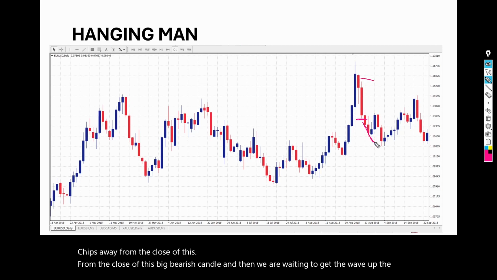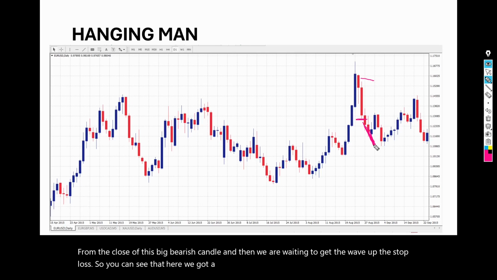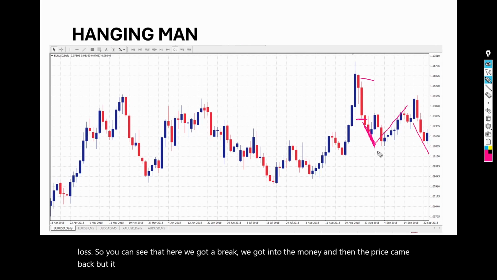So you can see that here we got a break, we got into the money, and then the price came back, but it was followed by this swing low. So we are expecting a pattern like this.